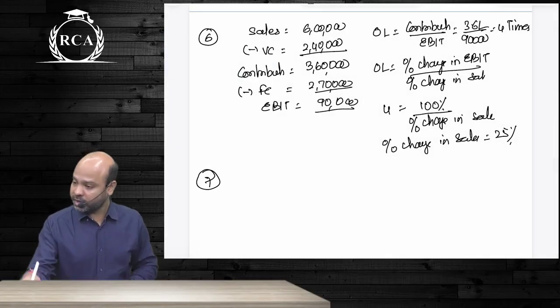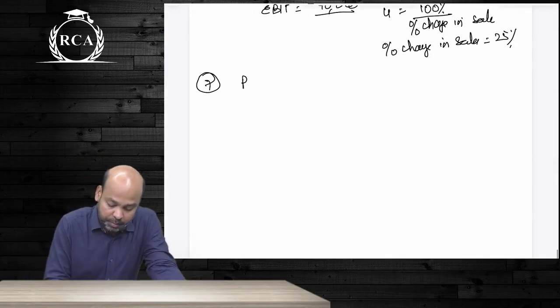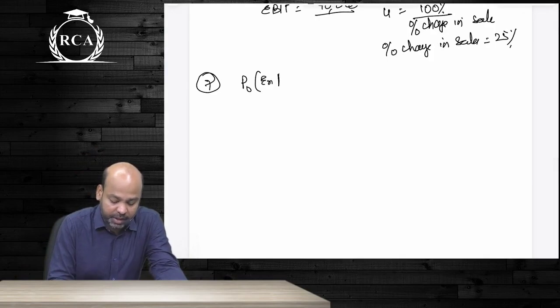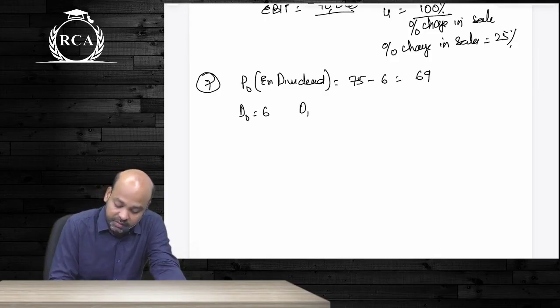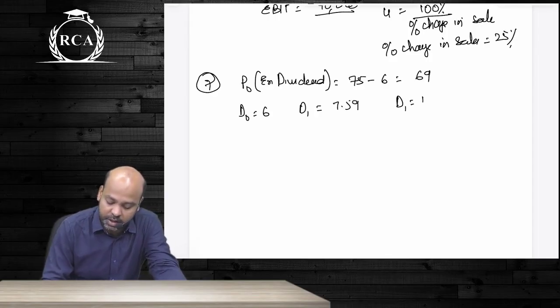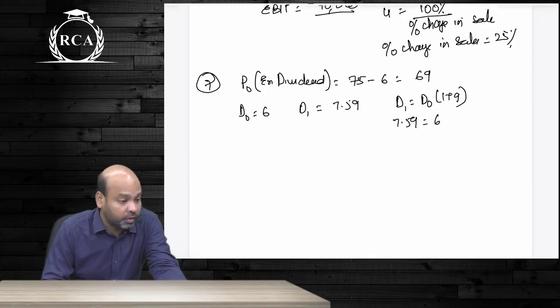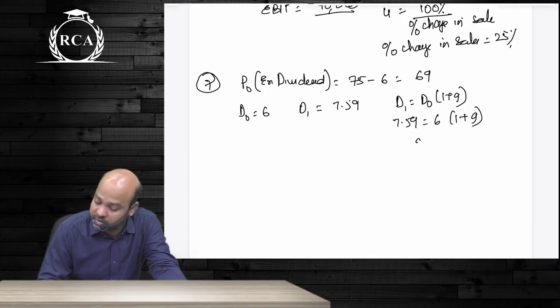आ गया आंसर आ गया, proud of you बेटा. P0 ex dividend गाइस पहले कंप्यूट करना है. P0 ex dividend गाइस will be 75 में से क्या निकालू बेटा, 6 रुपीस, 69. D0 is 6 रुपीस. D1 बेटा कितना है? 7.59. D1 बेटा is D0 into 1 plus growth rate. 7.59 is equal to 6 into 1 plus growth rate. How much is growth rate?